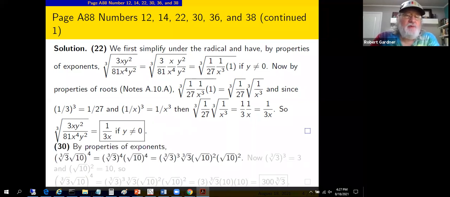Next, we were asked to deal with the cube root of 3 times the square root of 10 to the 4th power. We want to reduce the exponents as much as possible. So that gives us the cube root of 3 to the 4th power times the square root of 10 to the 4th power. When I have cube roots cubed or square roots squared, I can simplify things. One of the properties of note A.10.A.